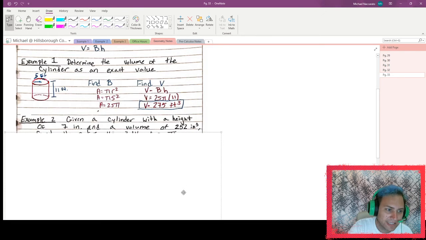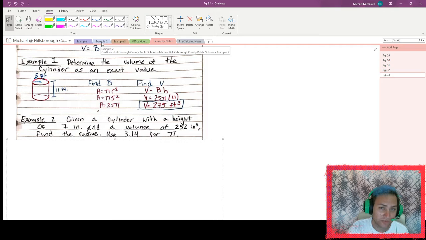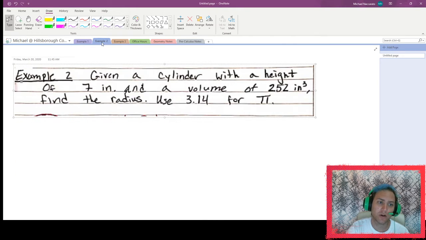Copy it down. My second example says, given that a cylinder has a height of 7 inches and a volume of 252 inches cubed, find the radius using 3.14 for pi. That is important. If you use the pi button here, you may end up with the wrong answer, and that's significant in IXL assignments. IXL doesn't let you just slide with getting the wrong numbers. You've got to make sure you plug in the correct value. If they tell you use 3.14 for pi, use 3.14. If they tell you use the pi button, use the pi button.